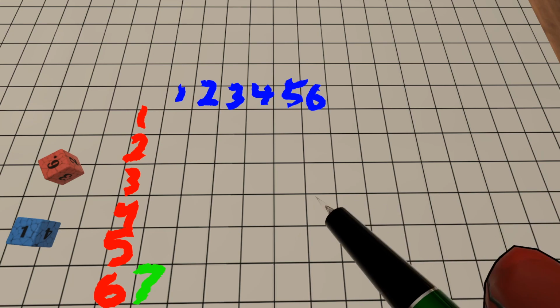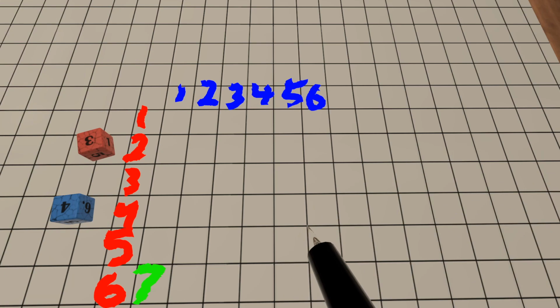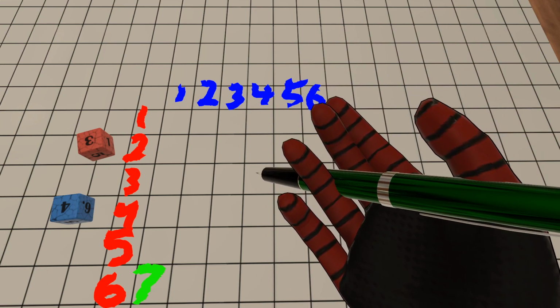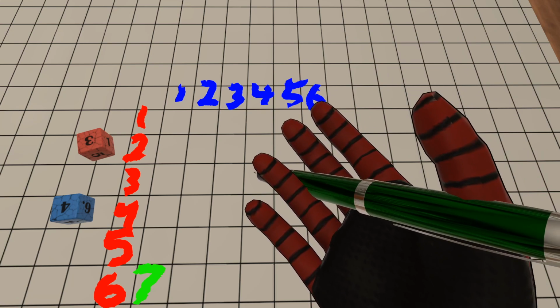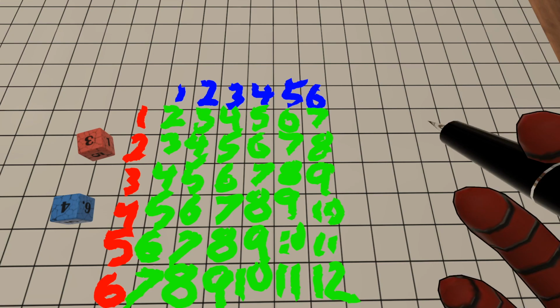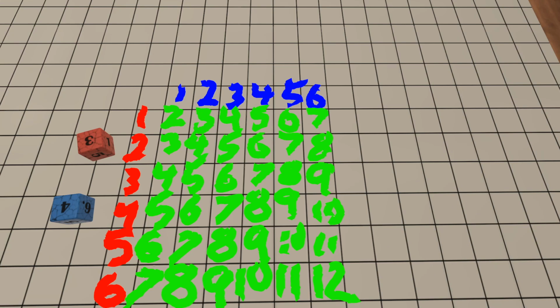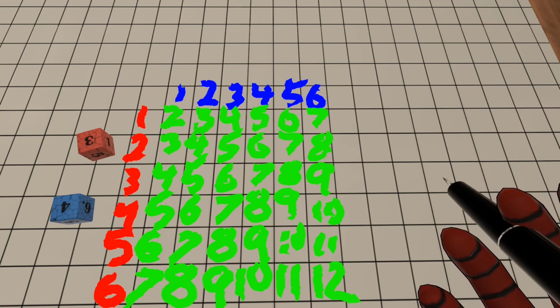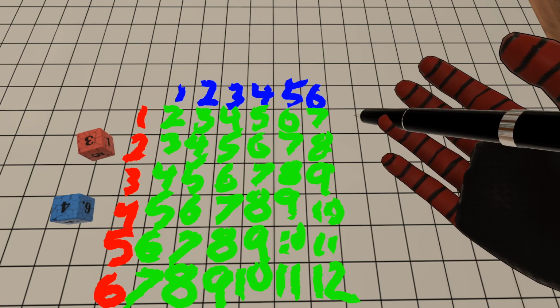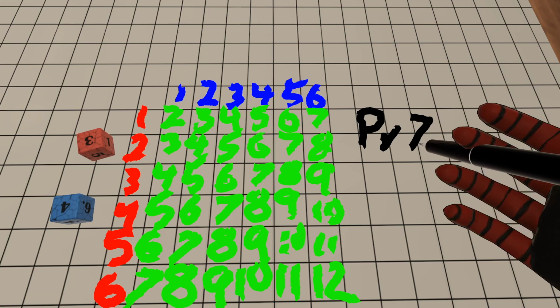If I roll again, and I get some different numbers, I've got a 4 and a 3. So I have a blue 4 and a red 3, and 4 plus 3 is 7. Now, I'm going to quickly speed this up and fill in the rest of the table. So one question you might be asked is, what is the theoretical probability of getting a 7? So let's write here, P for 7.